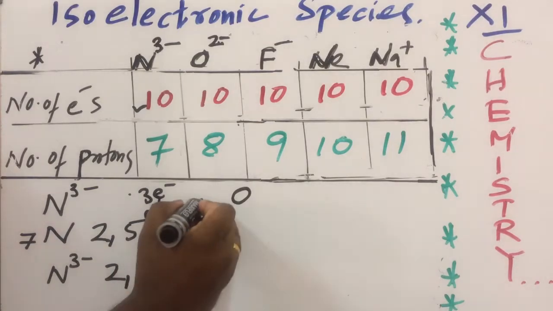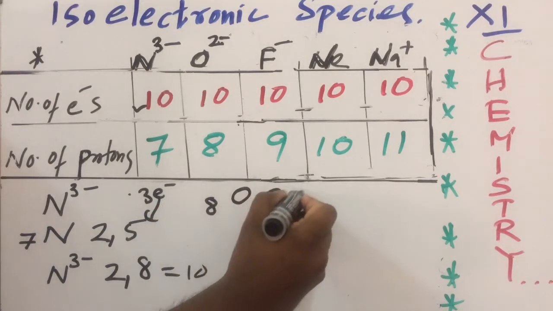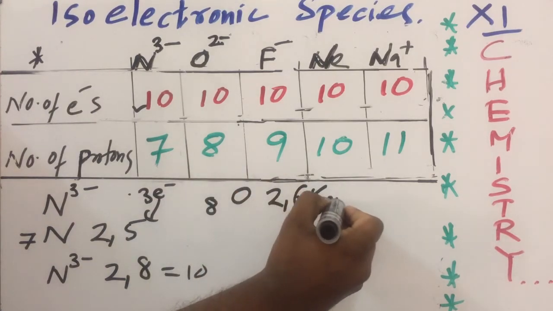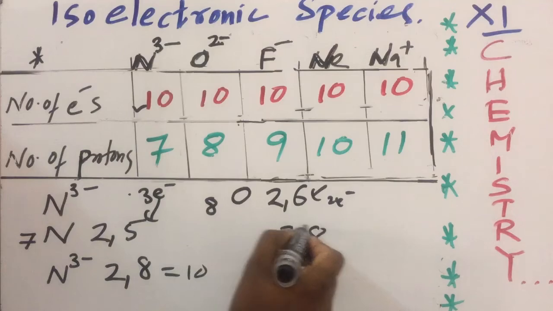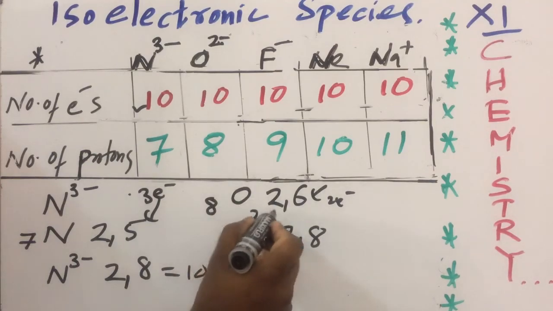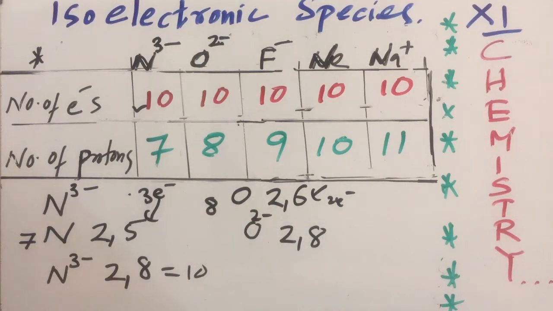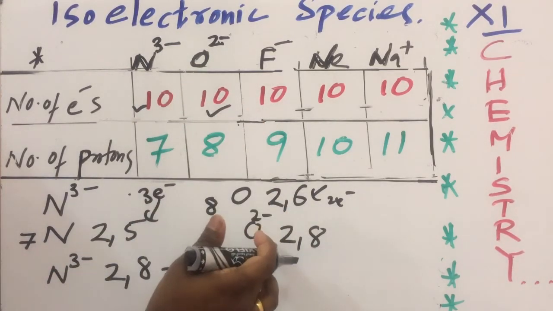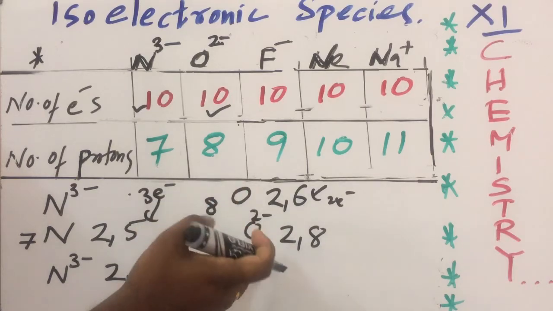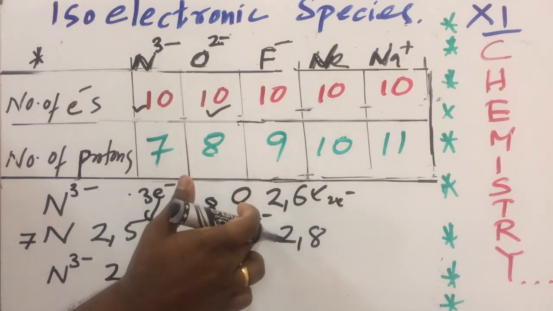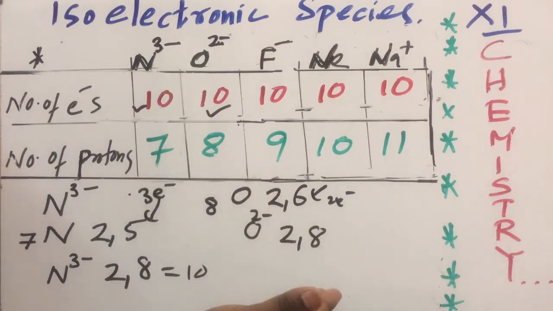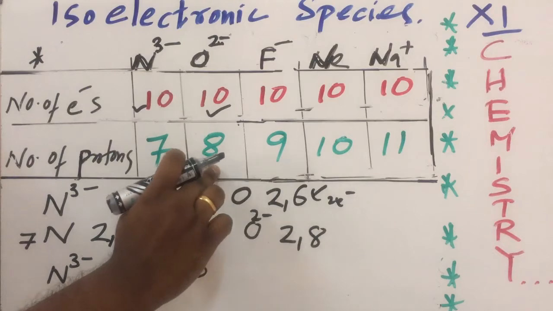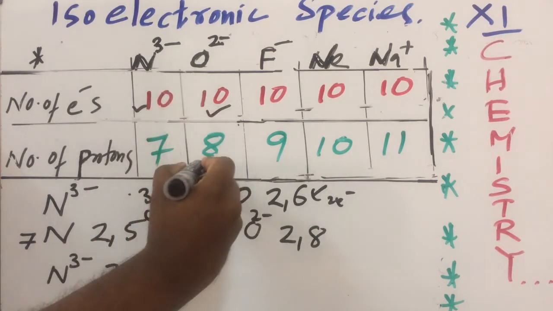What about O2 minus? Oxygen, atomic number 8, 2,6. When it takes 2 electrons, it becomes 2,8 and oxygen becomes O2 minus. How many electrons? 2,8 means 10 electrons. But how many protons? When it receives 2 electrons, the proton number remains the same. Inside the nucleus, the number of protons remains the same. What is that number? 8. That is, nuclear charge is 8.